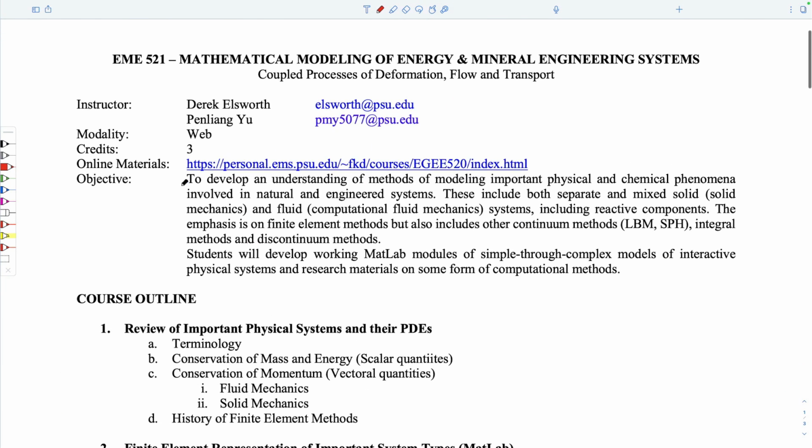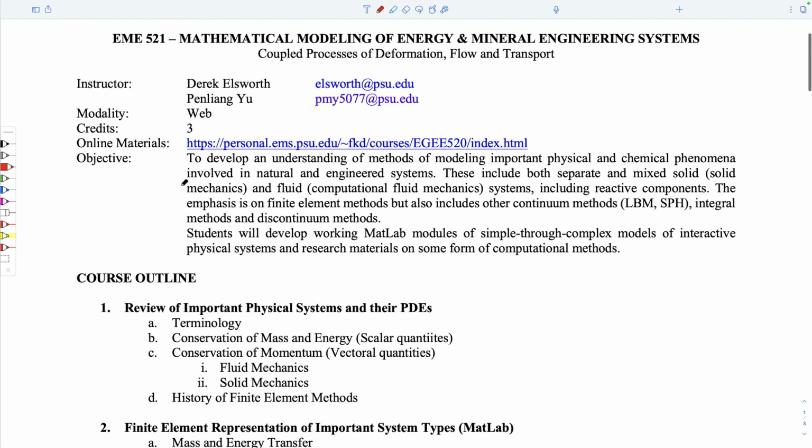And so you can see the actors, myself and Penliang. You don't need to see us again after this, but if you need to find us, it's a web class, so I shouldn't tell you where we are. But my office is in 231, just around the corner, and Penliang's is right next door, 238. So if you need to find us, you know exactly where we are.